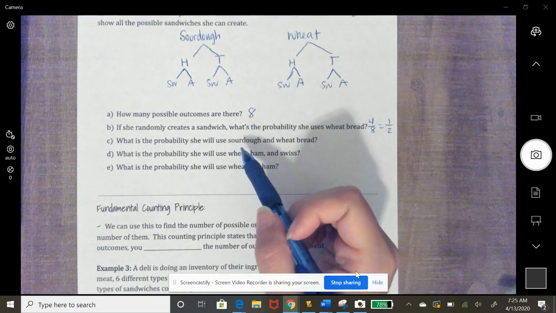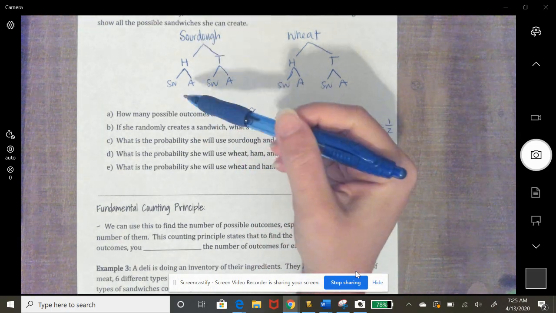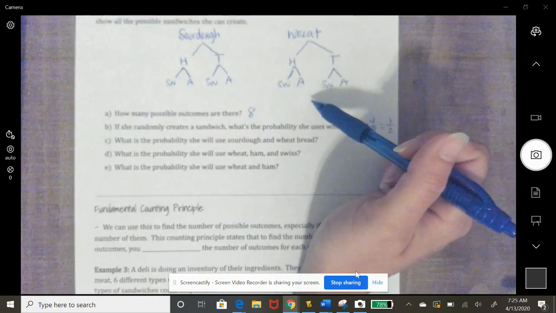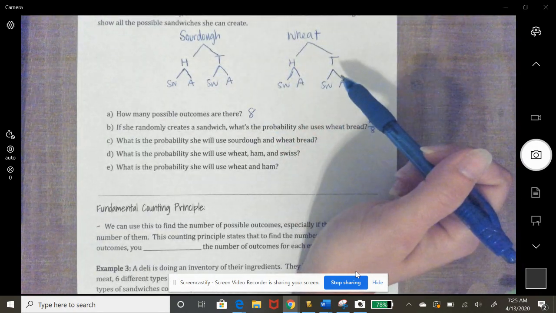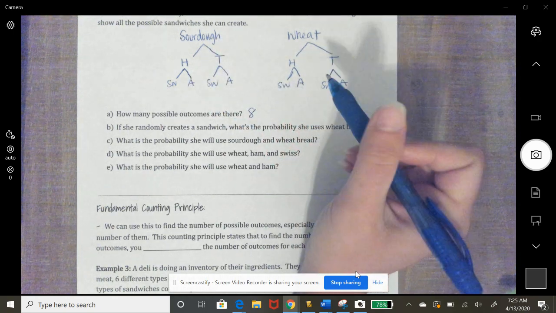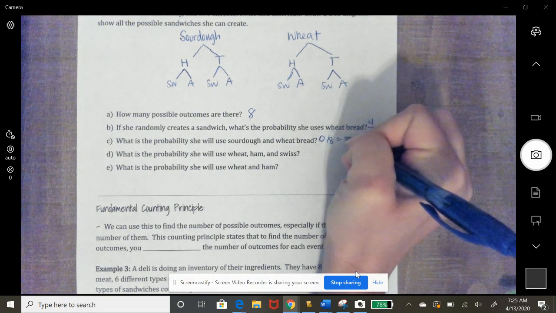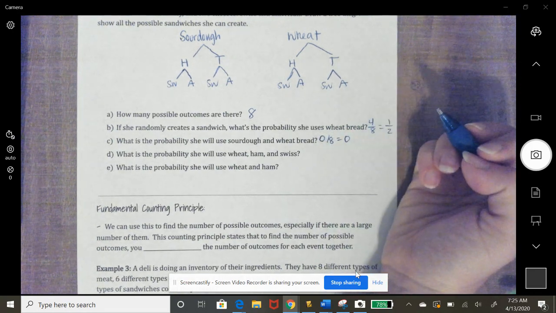What's the probability she'll use sourdough and wheat bread? Well, here's sourdough, here's wheat bread. Can she have both of those at the same time? Are there any sandwiches that have sourdough and wheat? No. Okay, she's choosing one or the other. So there's actually 0 out of 8, or a 0 probability.